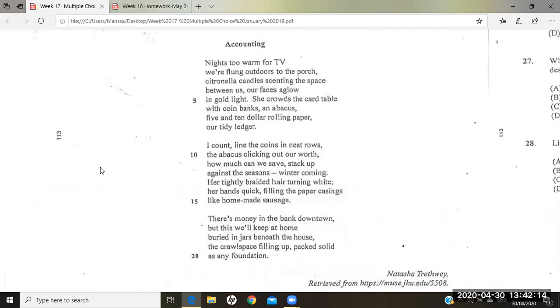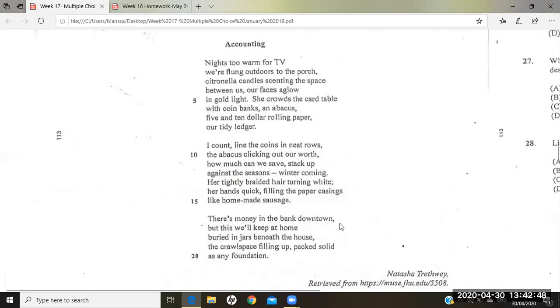And when we went through this poem last week, we established the fact that the she we're talking about is a child, because she has a coin bank, she has an abacus, and these are all toys that little children have. And what she's doing is trying to count the money that she has saved. And now she's checking her coins, because why? She's trying to stack up against the seasons since winter is coming. So she's trying to be prepared for the harsh effects of winter.